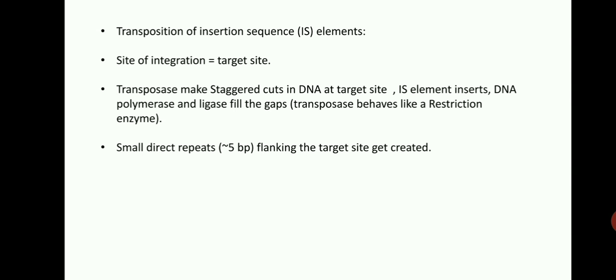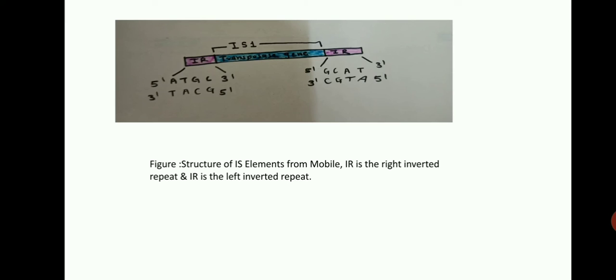So let's see the structure or the image of the IS1 element. This is the structure of the IS1 element, which contains IR, that is, the inverted repeats at right and left, at both sides. The central segment contains the transposase gene, which is responsible for the transposase enzyme. Here you can see the transposase gene is flanked by the inverted repeats.